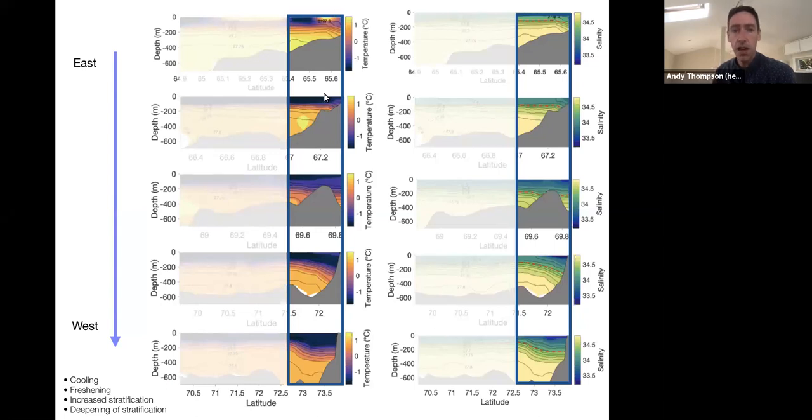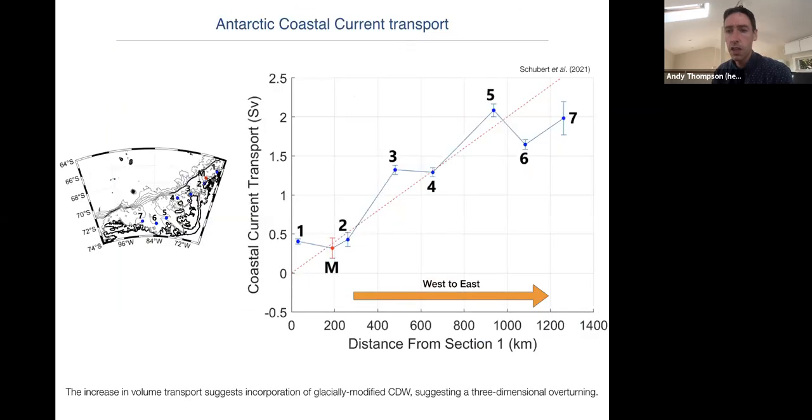And so these black contours are showing density, and you can see that there is both a deepening of the density structure and an enhancement in the vertical stratification as well. And so these changes in the density structure will be tied to the circulation via geostrophic balance and thermal wind. And what we're able to do with these composite sections is actually look at the geostrophic transport in that coastal boundary current. And again, we did this by looking at the density structure, referencing to a level of no motion.